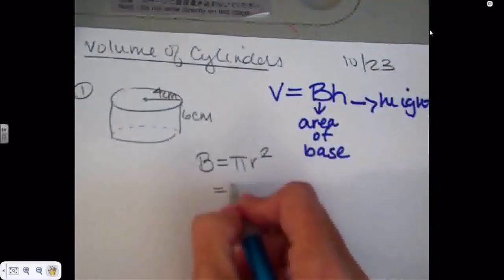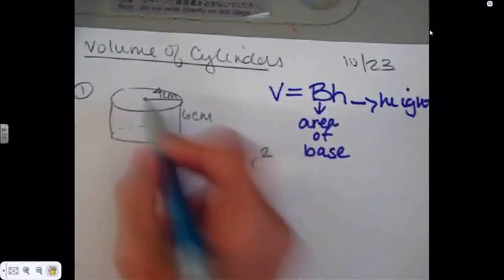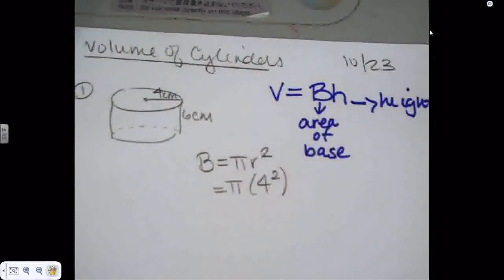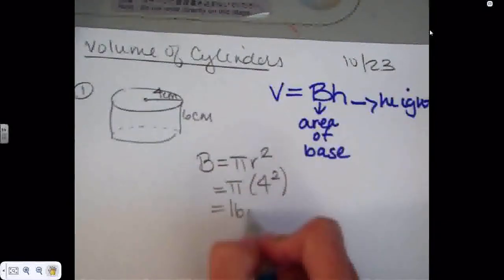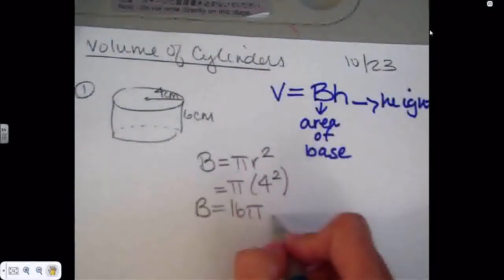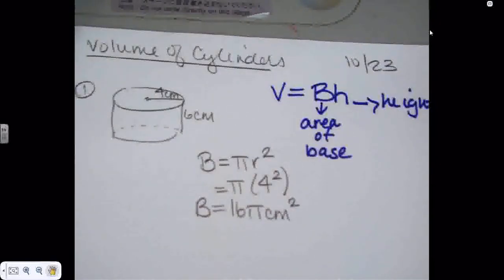So pi stays pi, r squared, that's my radius squared, and my radius is this right here. Okay, well, order of operations says I'm going to square it, and then I'm going to write it as 16 pi. And make sure you put your units. Centimeters squared, because area is always squared.